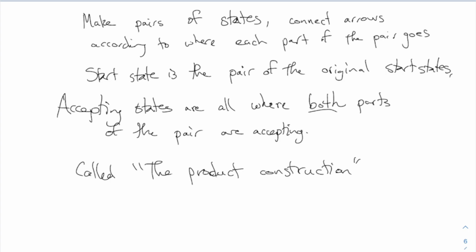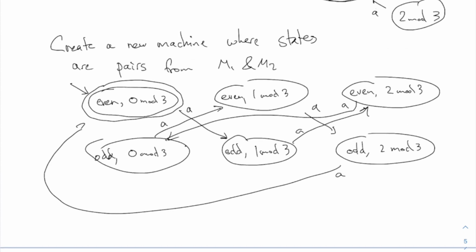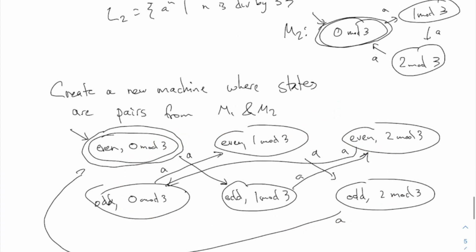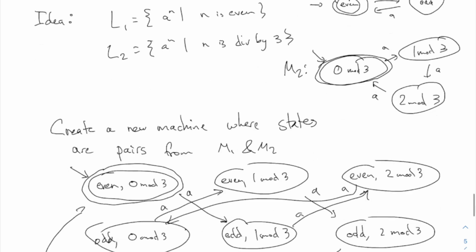This is actually corresponding with the Cartesian product of two sets. Remember, a set A cross B means the set of all pairs, where the first thing comes from the first set and the second thing comes from the second set. That's what we're doing here. This new machine is somehow the product of these two machines. That's the way to think about it in terms of set theory. All right, we got 5 minutes. Let's do one more example.